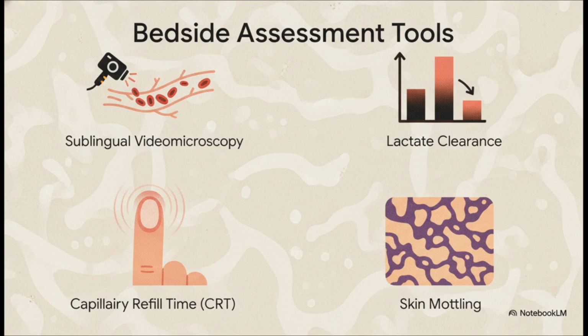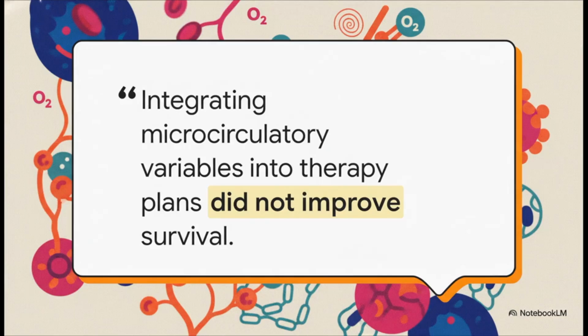And let's not forget the simple stuff. Your physical exam, checking capillary refill, looking at skin mottling, those are actually powerful clues. But here is the absolute kicker. This is so important. While these tools tell us a patient is doing poorly, they haven't been the magic bullet for treatment. A huge trial in 2023 found that even when clinicians used this microcirculatory data to guide their therapy, it made no difference in survival.